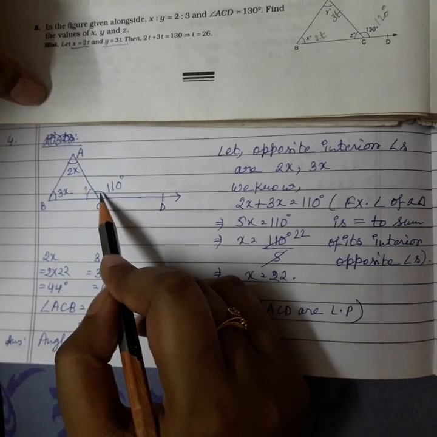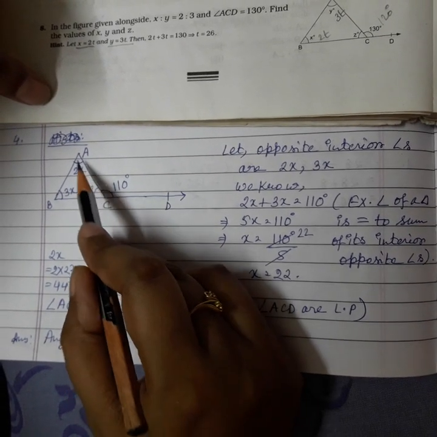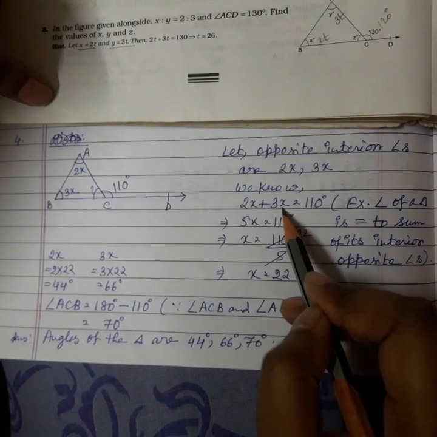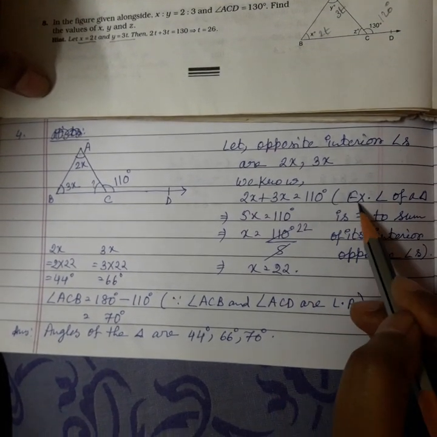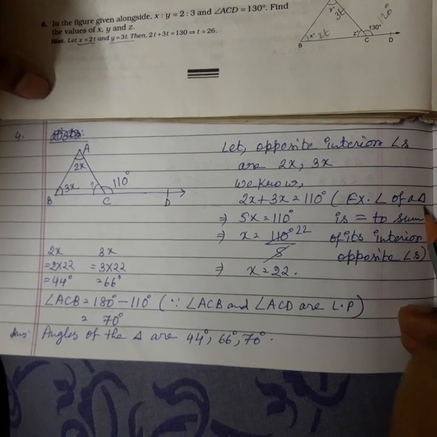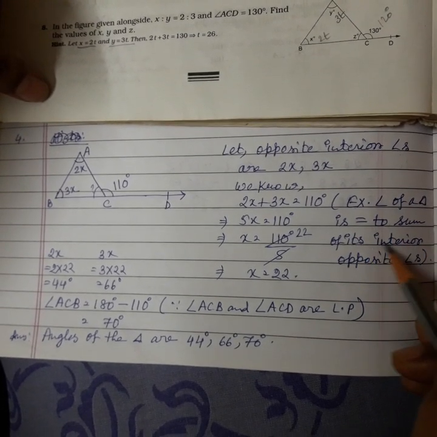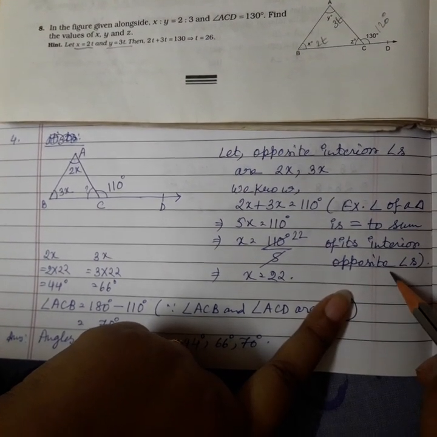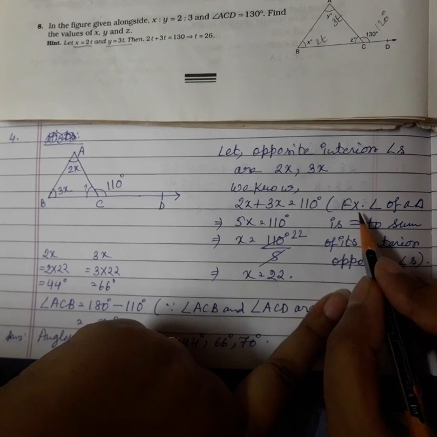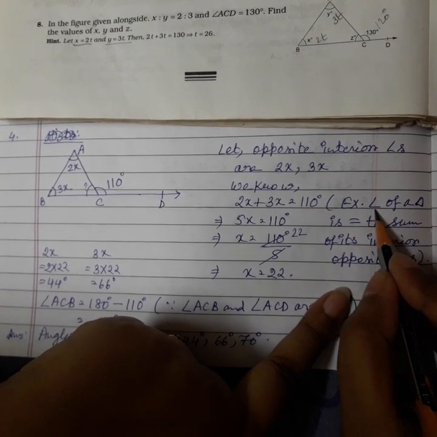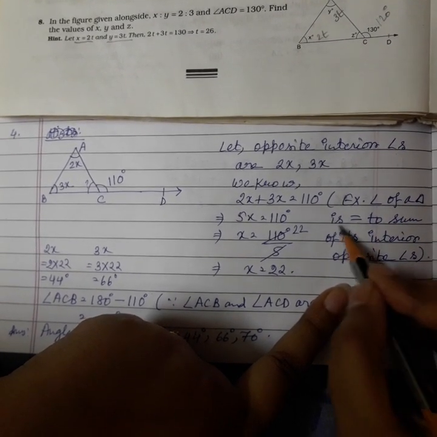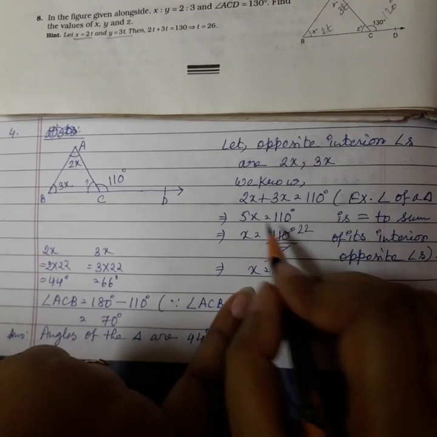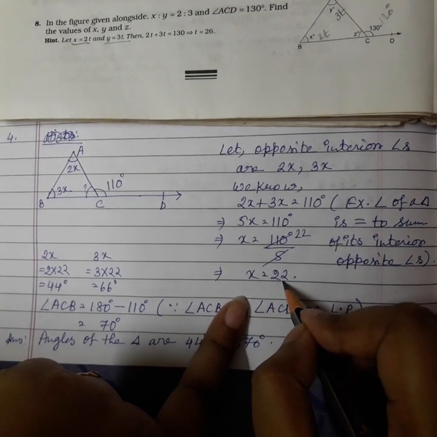How will we find it? We know that the exterior angle is equal to the sum of the opposite interior angles. So we can write 2x plus 3x equals 110 degrees, because the exterior angle of a triangle is equal to the sum of its interior opposite angles. I have written all this in short form; you will write it in full form in your class copy. After solving, x equals 22.